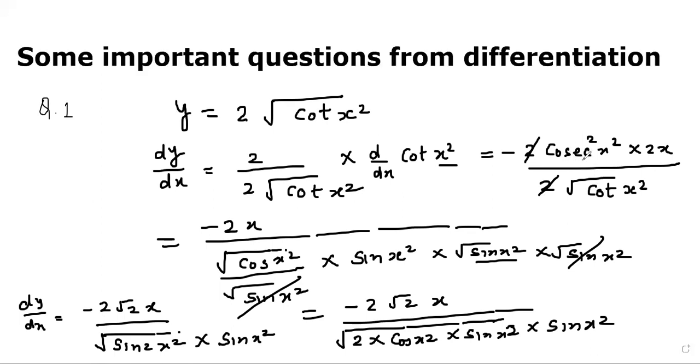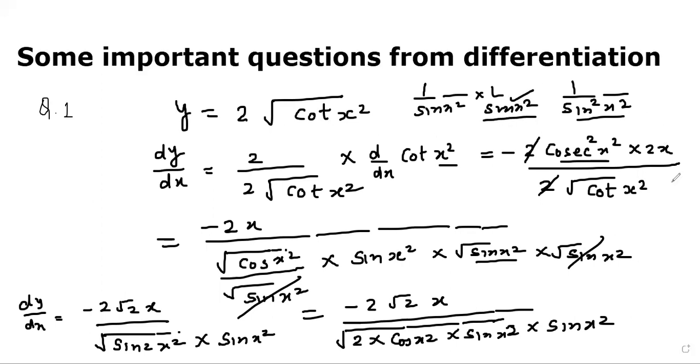Here, this cosec square x square is written in denominator as 1 upon sine square x square. Then this sine square x square is split into 1 upon sine x square into 1 upon sine x square. Then this sine x square is written as root sine x square times root sine x square. And then this root sine x square is cancelled with this. Rest is clear. Now let's take the next question.